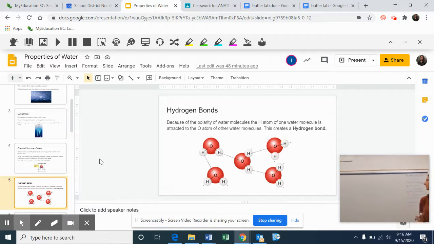Okay, so now because it's got that polarity, because it's a polar molecule, what actually happens when you put a bunch of water molecules together is they start to form really weak bonds between the water molecules, and those are called hydrogen bonds. And I'll draw that out. So hydrogen bonds form between the oxygen of one molecule and the hydrogen of another.